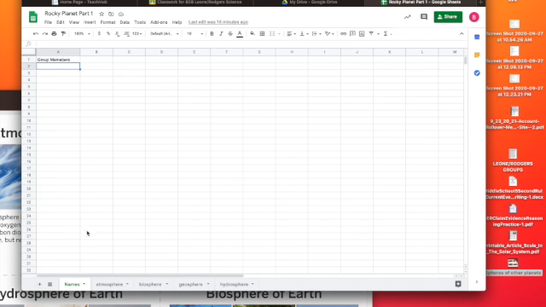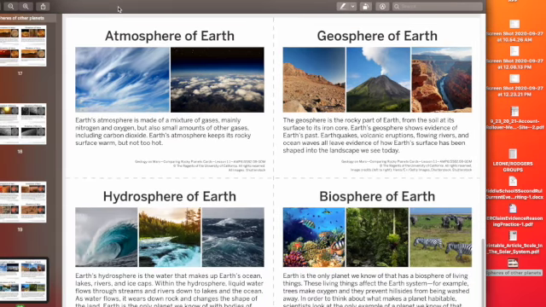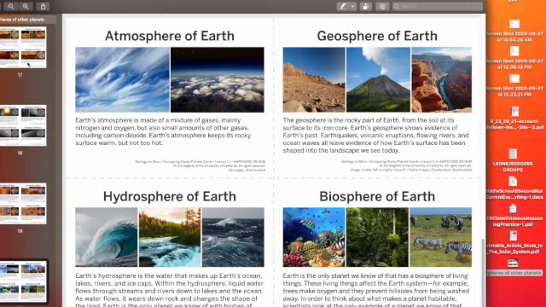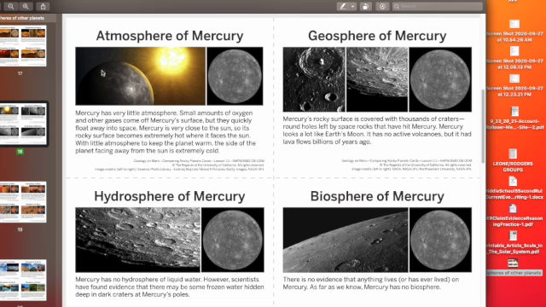Once you have one document, each of you will choose a different sphere. One would do the atmosphere, biosphere, geosphere, and then the hydrosphere. You will take the cards. So let's say I was doing atmosphere. I would read about the atmosphere of all of the planets.